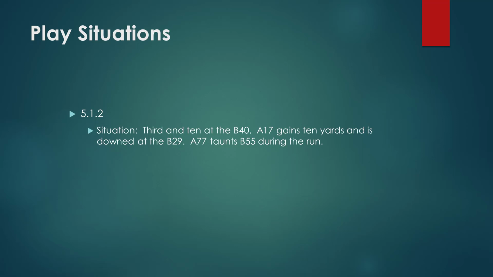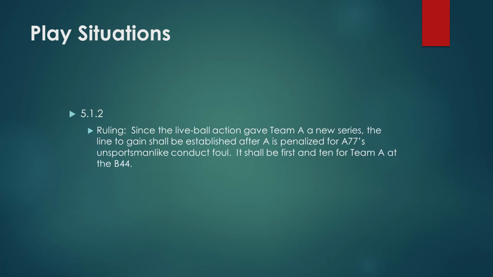So first play, 5.1.2 situation, 3rd and 10 at the B40. A17 gains 10 yards and is down at the B29. A77 taunts B55 during the run. In this play, we have live ball action that gave Team A new series. The line to gain shall be established after Team A is penalized for A77's unsportsmanlike conduct foul. It shall be 1st and 10 for Team A at the B44.